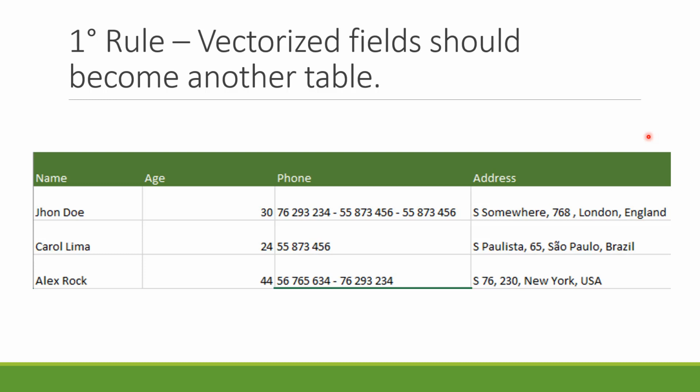The first normal form is composed of three rules. The first rule says vectorized fields should become another table. So what are vectorized fields? Vectorized fields are fields that store more than one piece of information of the same type. As you can see here, we have in this table one vectorized field, which is this phone field.